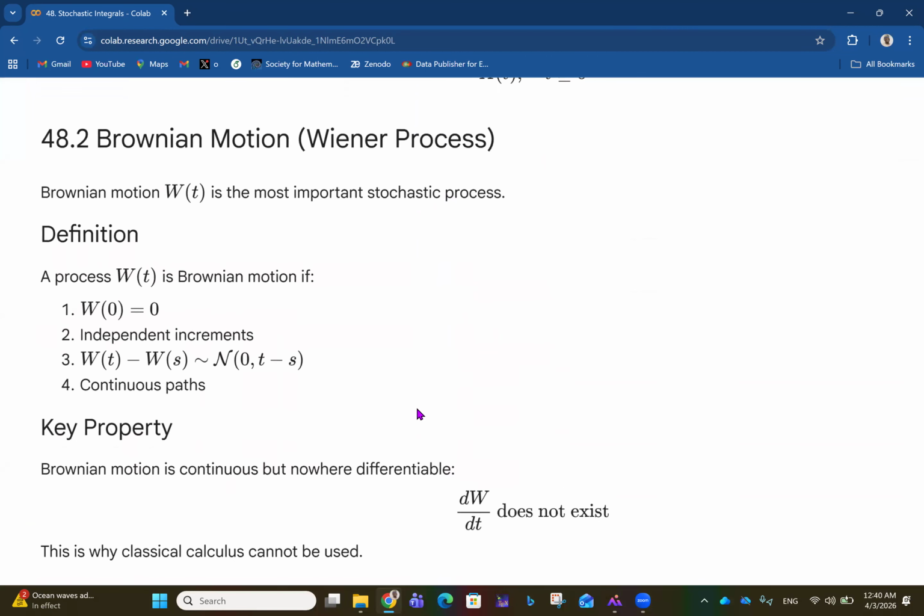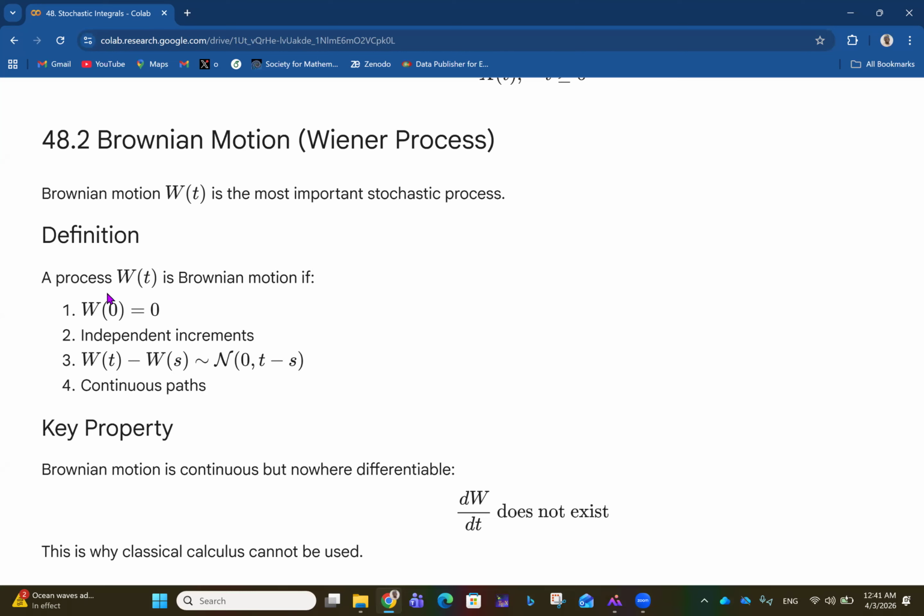So now we also try to refresh our memories about Brownian motion, which is otherwise known as Wiener process. So Brownian motion W of t, sometimes you can say B of t or W sub t, and all these are possible representations. So Brownian motion W of t is the most important stochastic process, right? So that's very important to note. The Brownian motion is the most important stochastic process.